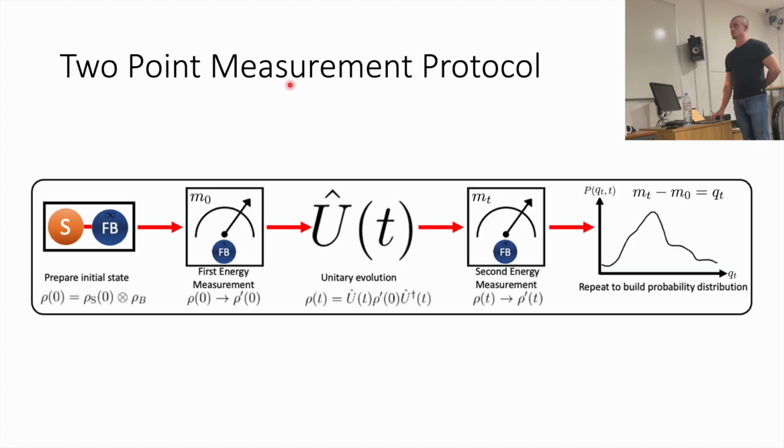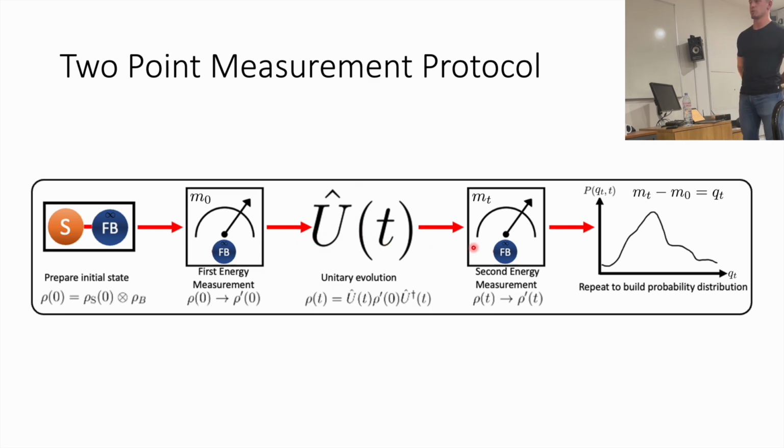And this is the two-point measurement protocol. This is how we define heat. First of all, I'm going to take my system and prepare it in some initial state. Then I'm going to assume that I can perform a projective measurement onto the Hamiltonian of this bath. If I do that, I'll get one of the outcomes, let's say M0. That's one of the eigenvalues of this Hamiltonian. Then I'll let everything inside this black box evolve unitarily, because it's a closed quantum system.